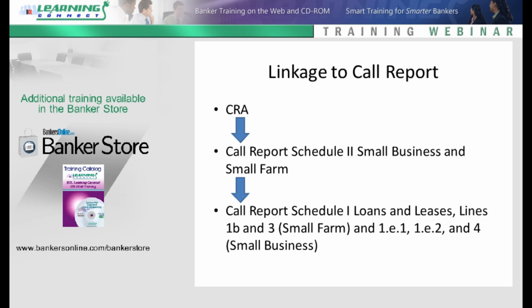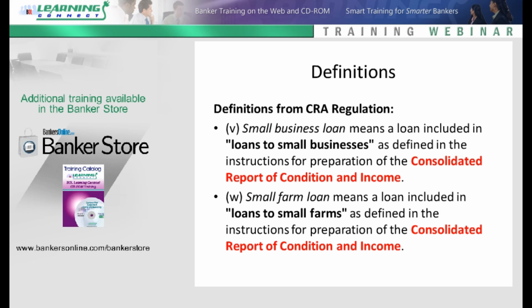When you look at the actual definitions, this is from the regulation, you can see small business loan, loan included in the loans to small businesses as defined in the instructions for preparation of the consolidated report of condition and income. I don't know why that happened. The consolidated report of condition and income, that is the call report. Same with small farm. It refers you to the call report definition.